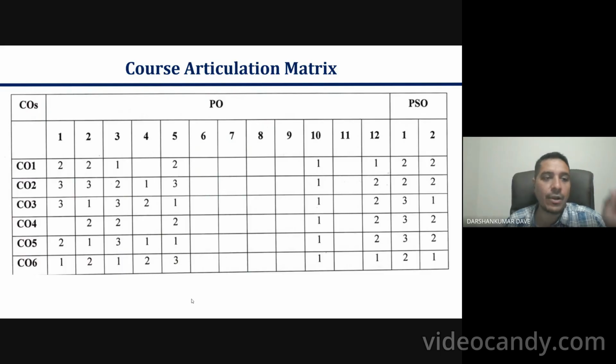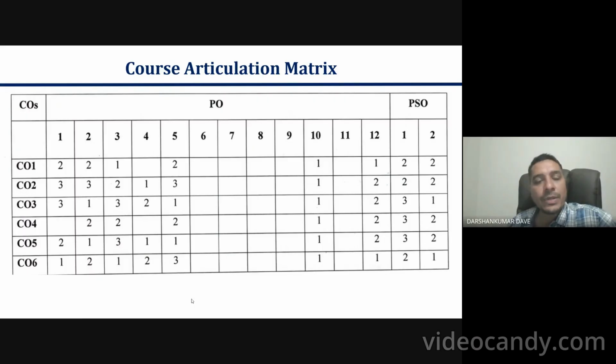So first, how do you design a course articulation matrix? In the course articulation matrix, the first column is about listing the course. For each particular course, you are writing course outcomes, CO1, CO2, CO3, CO4, CO5, CO6. So in this example, the course has 6 course outcomes. For each course outcome, there are rows. And for each row, there are again columns prepared. They correspond with the programs. The first column, second column is for program outcome 1, then program outcome 2, program outcome 3, program outcome 4, and so on, along with the program specific outcomes.